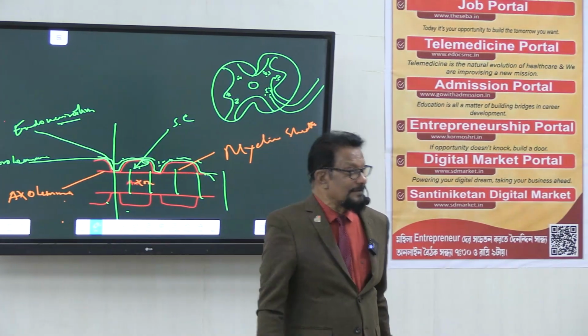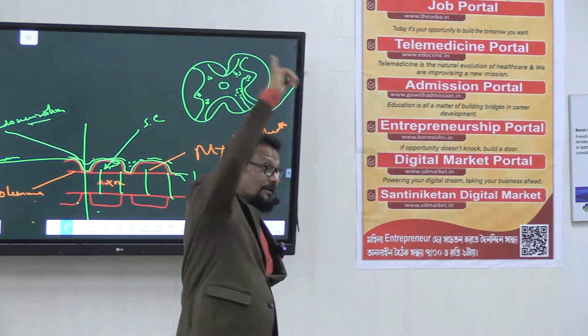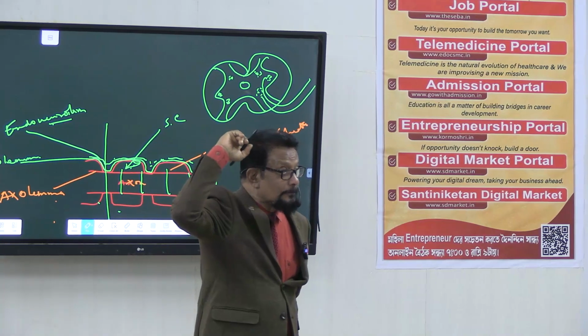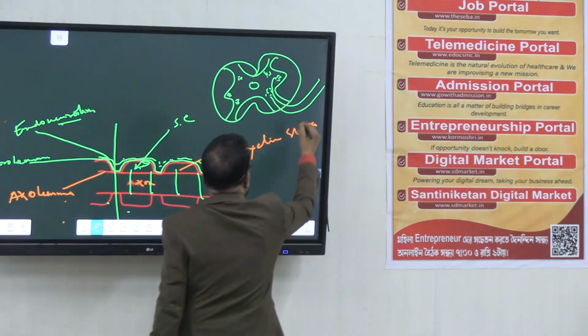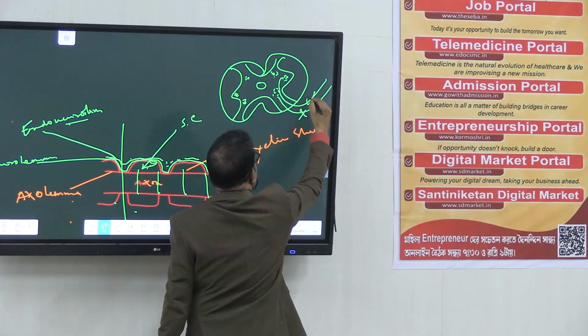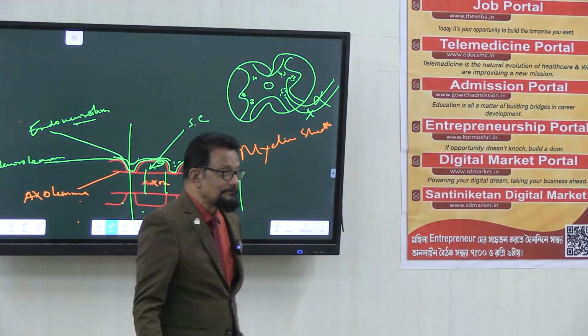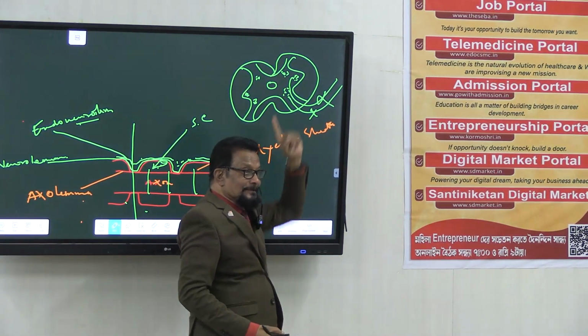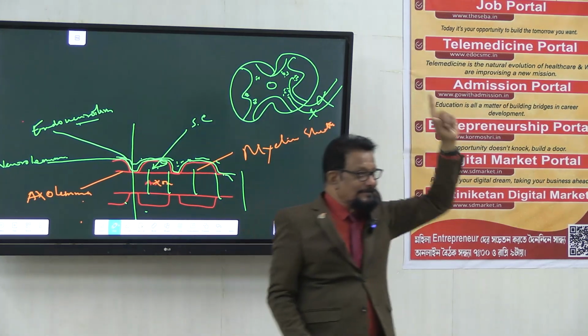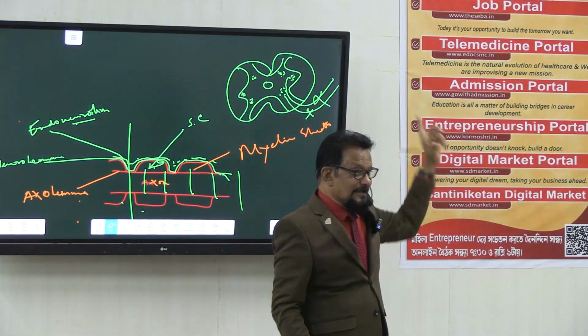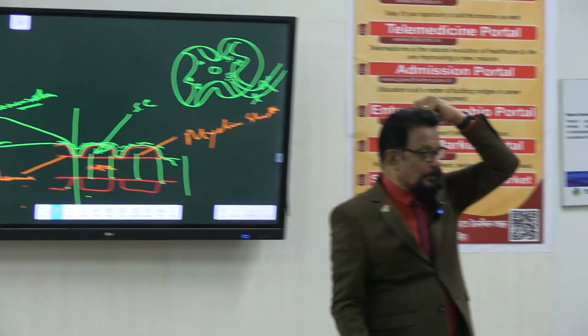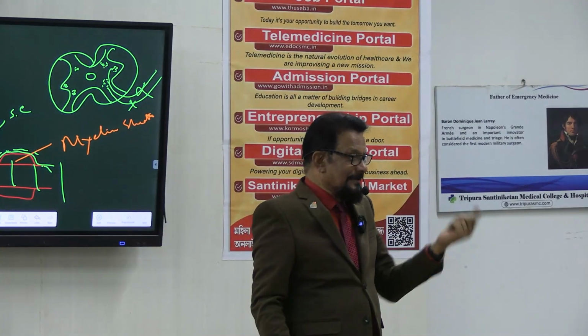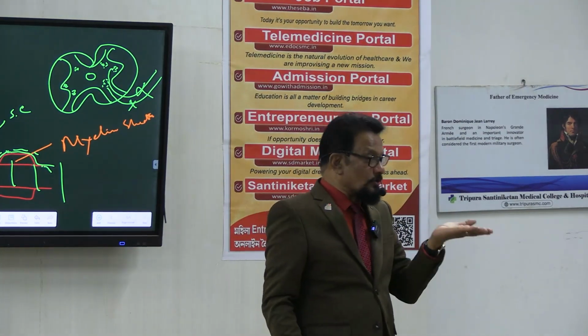Will pass to the periphery. Now see, if injury is in the cerebral cortex, these are also affected because these are having continuity with the first order neuron. This is the second order neuron. First order originates from cerebral cortex, ends in spinal cord in the horn cells.